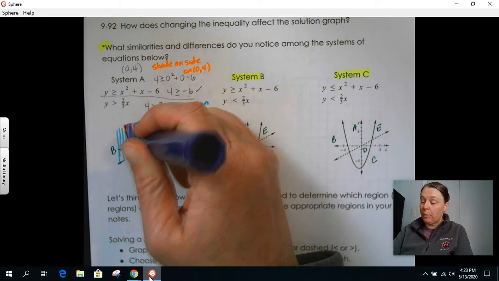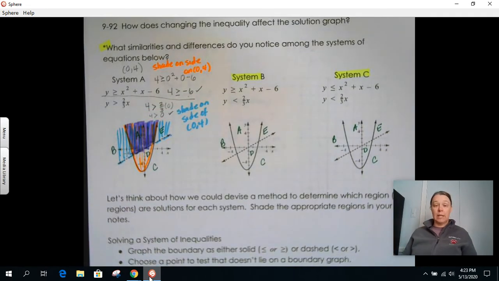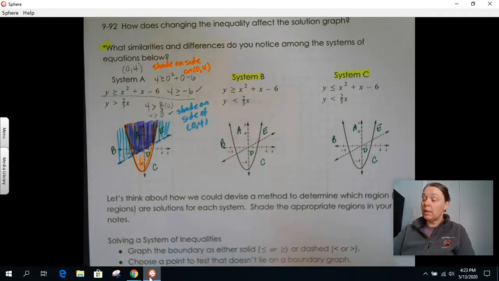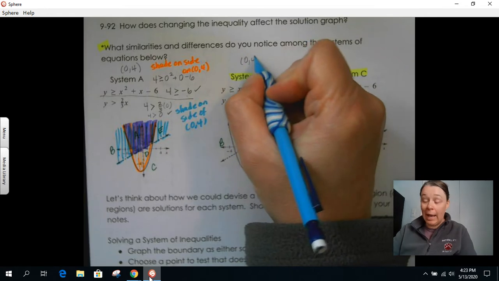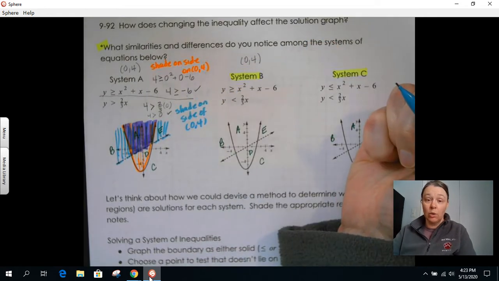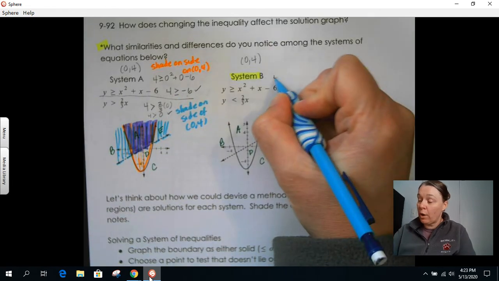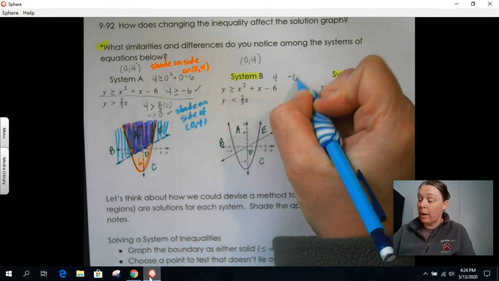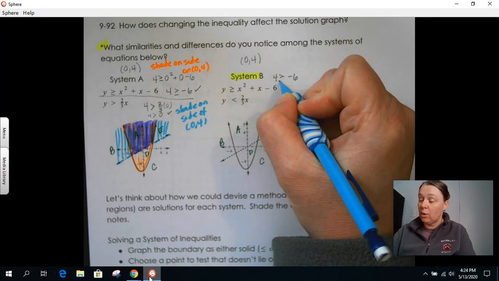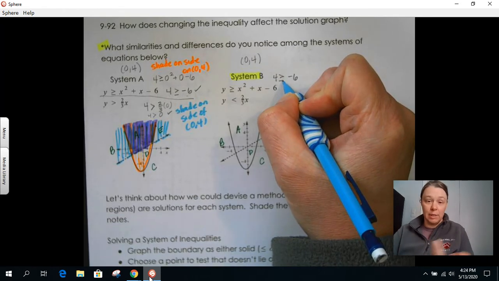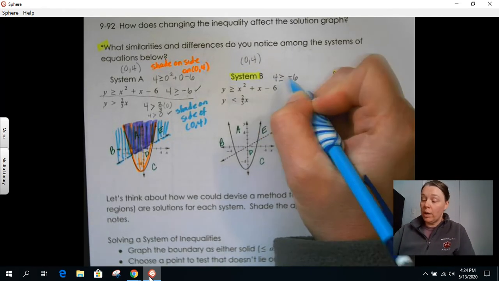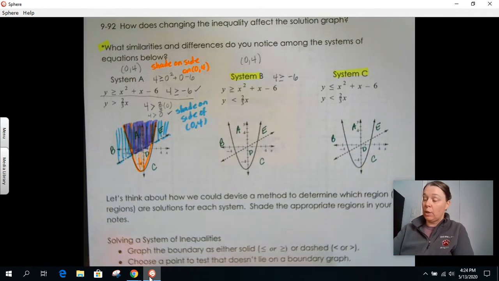You're going to go through the same process with B and C. You could use the (0, 4) again as your point, and you're still going to have the same result. You're going to be comparing a 4 on the left to a negative 6 on the right, but in this case, it's greater than or equal to, which is the same as the last one. So we know that this is the same for this one here.